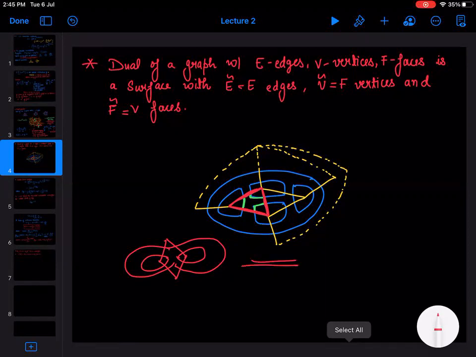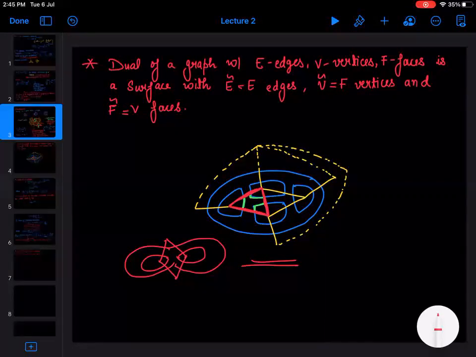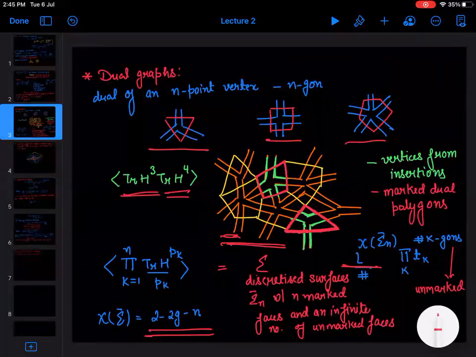And then you can also, sorry, try Neetu, can I ask a question? Yeah. So in the previous slide, you talked about duals of these vertices, right?